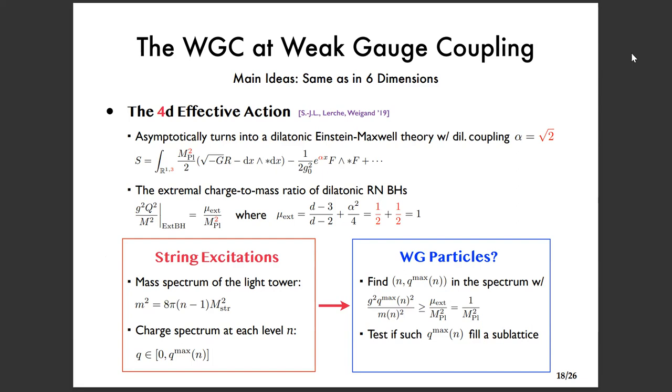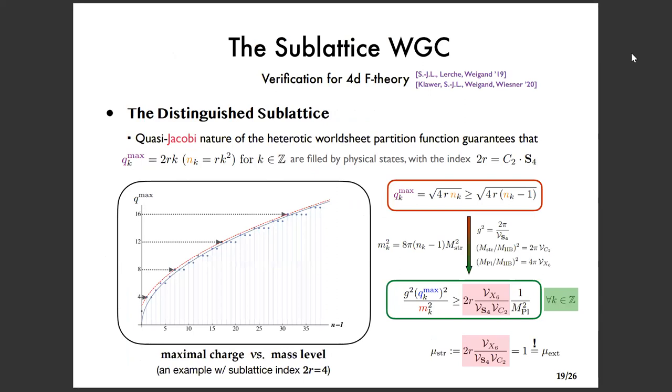So we now know what to do about the light tower of excitations here. We first need to clarify the maximal U1 charge Q max for a given mass level N. And we need to find the value of the mass levels N for which the corresponding maximal U1 charge Q max obey this inequality and test if such Q maxes fill a charge sublattice. For this purpose, once again, we need to compute this prefactor in the lower bound, mu string. And indeed, this value turns out to agree with the mu extremum. And once again, this is a model independent result. So this way we have verified the weak gravity conjecture in its sublattice version, even for the four-dimensional EFTs of F theory, for all of them. So this is again pretty powerful.